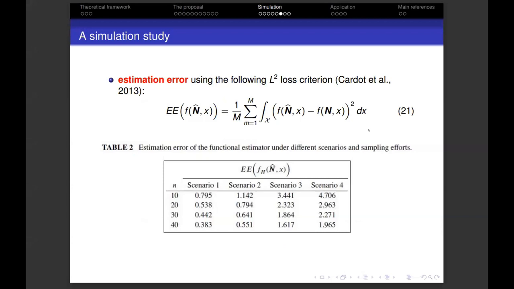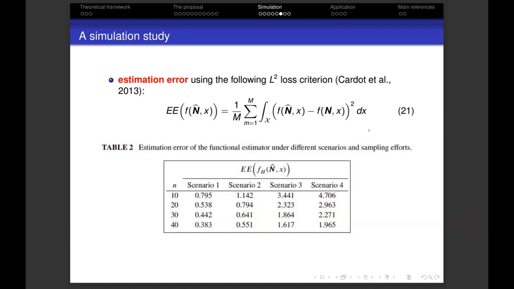The second index is the estimation error, using equation 21. As you can see, for each scenario, with increasing n, the error terms go to zero. Obviously, the first two scenarios are better than the third and the fourth, because in the first scenarios we assume a uniform distribution over the trees, while in the last two scenarios we do not. But as you can see, the consistency is verified.